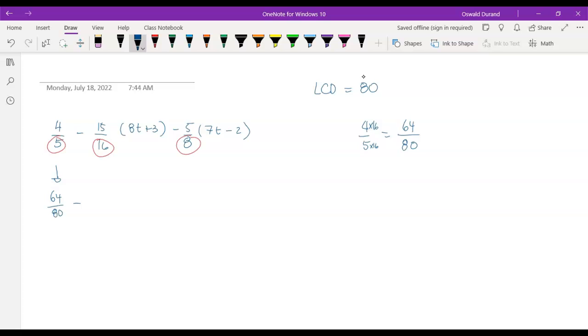minus. Then now the 15 over 16, right? Now, let's not forget the 15 over 16 is times 80 plus 3, right? So here, you're not changing anything because you're going to be multiplying that equivalent fraction by 80 plus 3. So it's just 15 over 16 with an equivalent fraction with a denominator of 80. We know that 16 times 5 is 80, so therefore 15 times 5 should be the numerator of the equivalent fraction, which gives you 75.